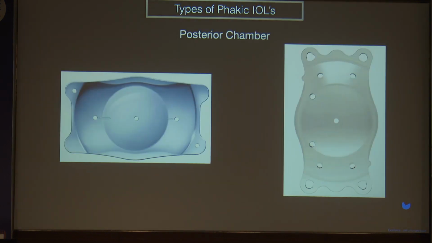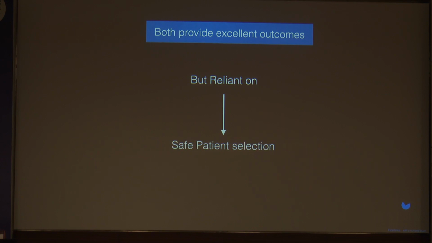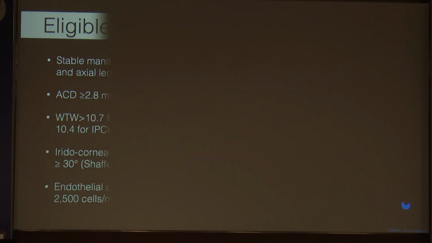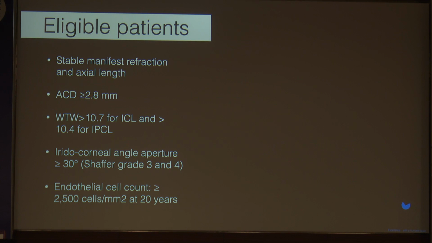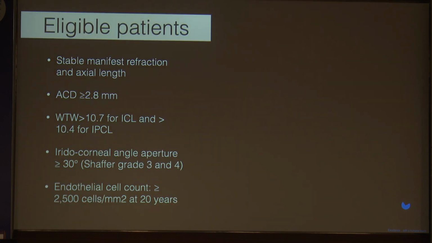The most common of which are the ICL and the IPCL, and those are the ones that I'll be discussing. Both of them provide excellent outcomes but are reliant on safe patient selection. One, you should know which patients to operate on. You need a good AC depth. You need a white to white at least 10.7 for the ICL. The IPCL is a lot more customizable. You also need a good endothelial cell count corresponding to the age.